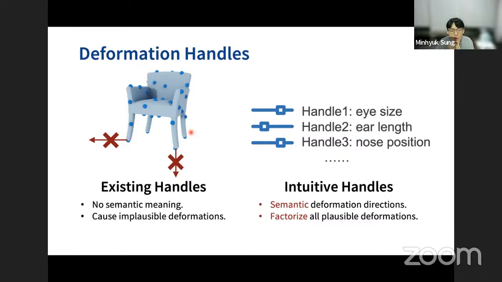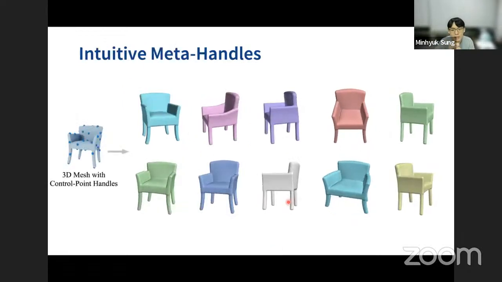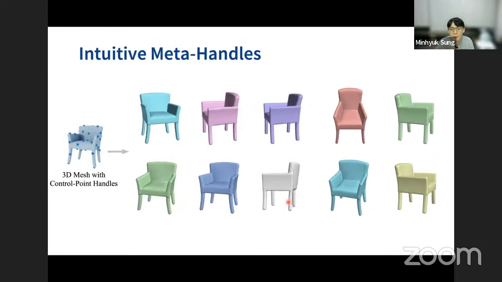So here, our goal is to learn some intuitive, user-friendly deformation handles that are also aligned with semantic meanings and produce plausible deformations. We also propose to learn these intuitive handles without any supervision about semantics or structures, but by just learning from a large collection of 3D shapes in the same category.